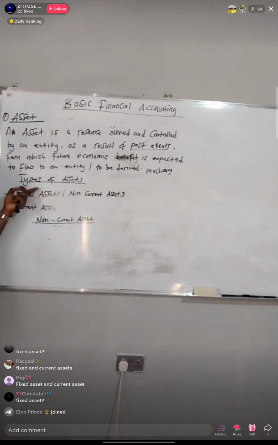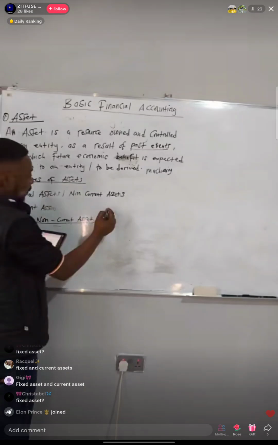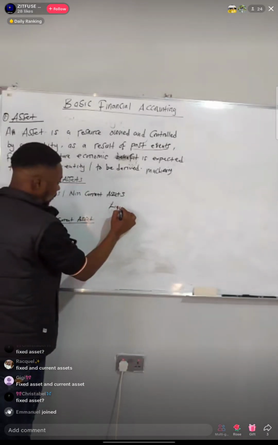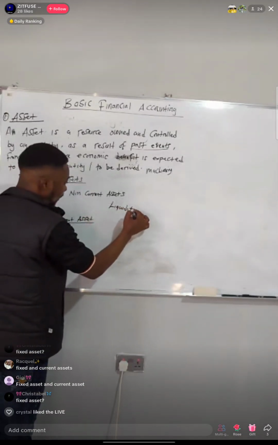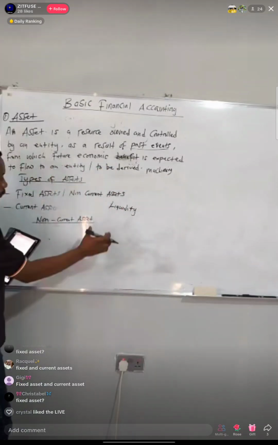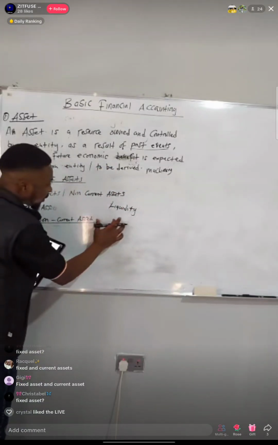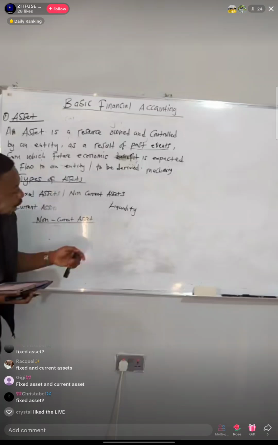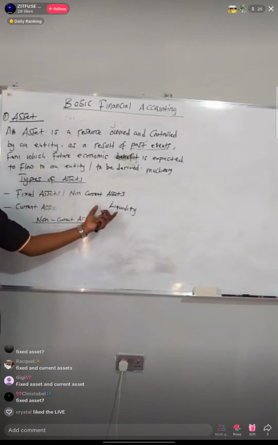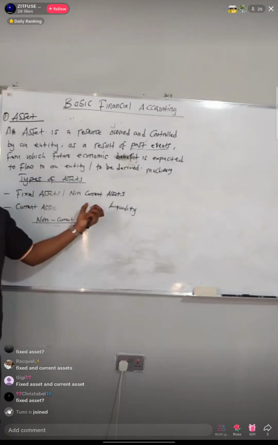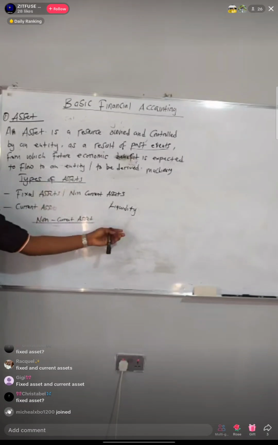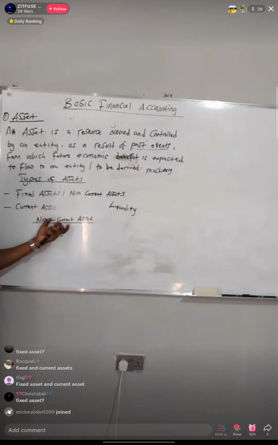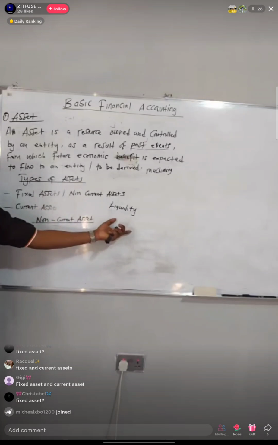The difference between these two, how you can differentiate them, is in terms of liquidity. There's what we call liquidity. Liquidity is simply how quickly you can change a particular asset into cash, converting one of these assets into cash.